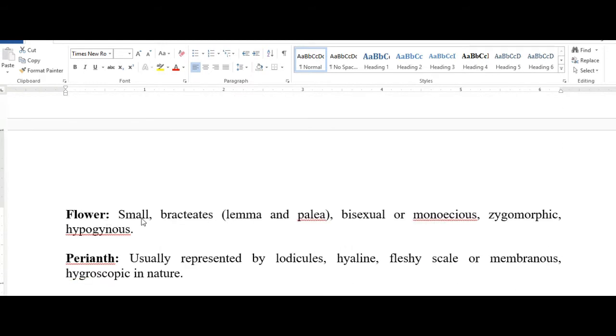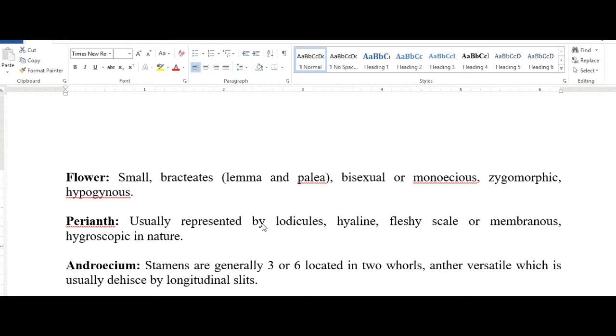The flower is known as floret, bracteate, lemma or palea. Here the bract is lemma and palea, bisexual or hermaphrodite, or monoecious. Monoecious is found in maize. Zygomorphic, hypogynous.